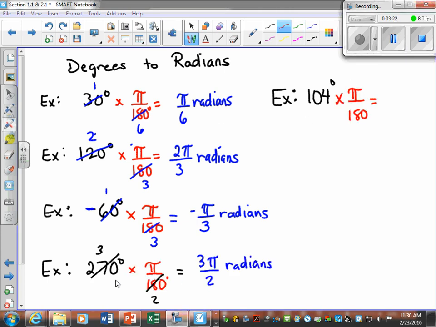Okay, so this one, I simplified and got 3 pi over 2. This one I'm going to need my calculator, so I'm going to say 104 times pi. In your calculator, make sure you use the pi for this symbol. Divide by 180, and it came up to be approximately 1.815 radians. The tool for degrees to radians is going to be to multiply by pi over 180 and simplify.